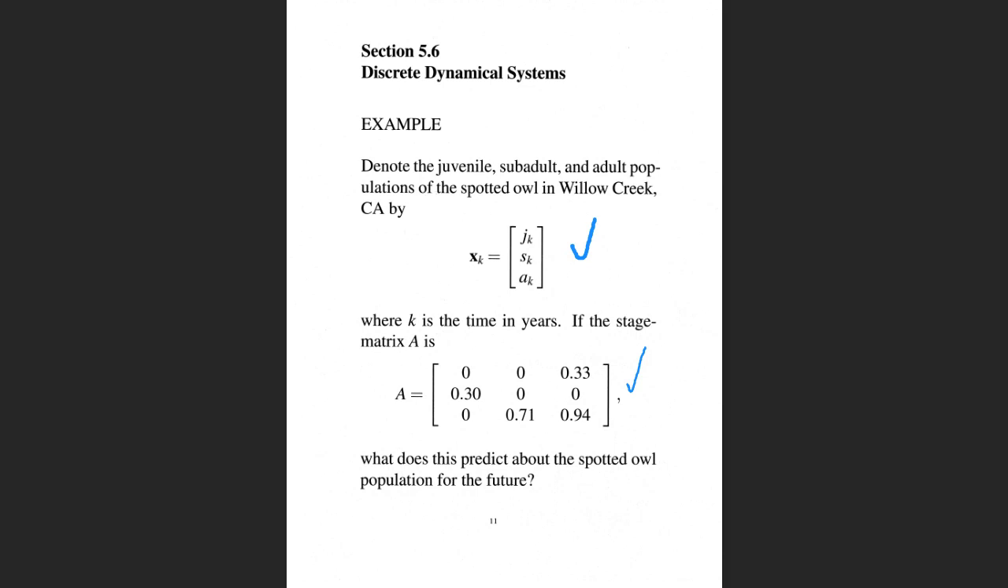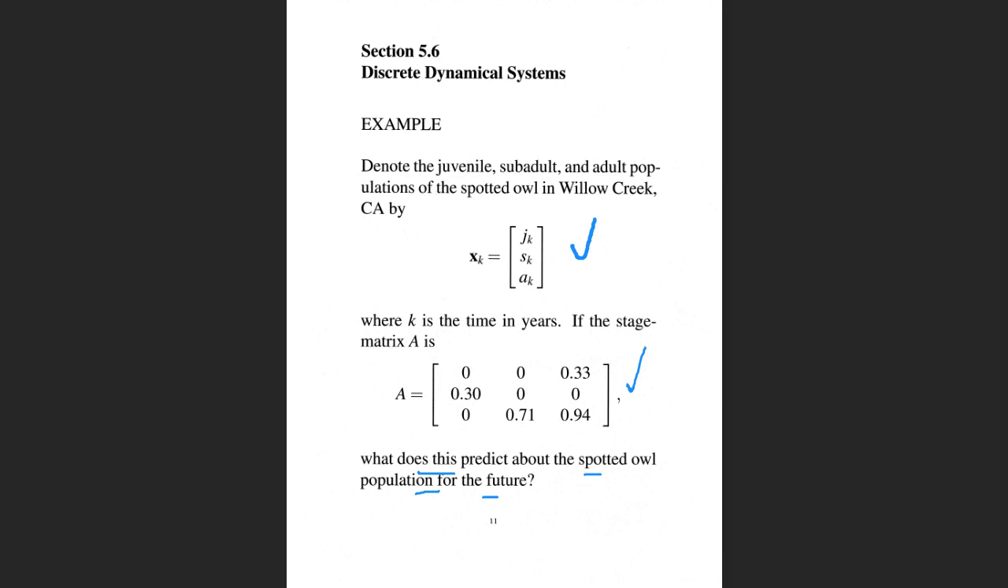Based on that stage matrix A, given by this 3x3 matrix, what does this predict about the spotted owl population for the future? We want to know, for instance, is the spotted owl population going to survive? Is it going to grow? Is it going to stay stable? Is it going to go extinct? And if it grows, we might want to know what's the ratio of the adults to the juveniles to the subadults in the future.